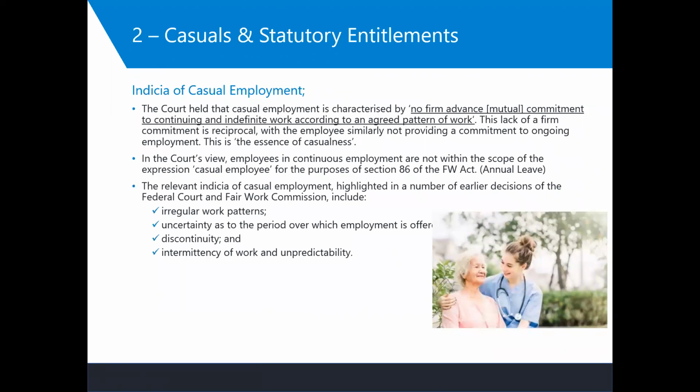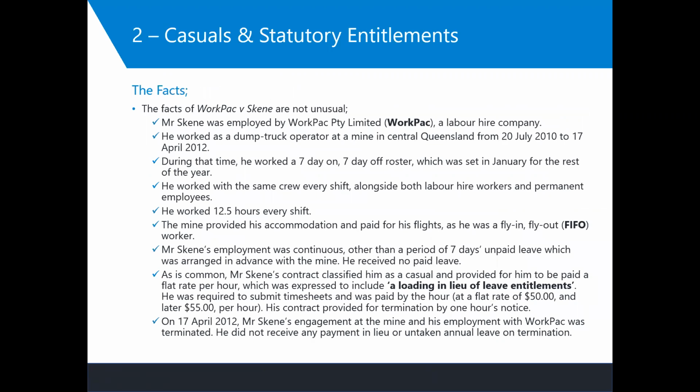So it is that the court looked at the essence of whether or not he was a casual employee. When you had a look at the terms of his engagement, and I'll flick back one screen, he was engaged in a manner where he knew his roster a year in advance. That certainly seems to tick the box of having a firm advance commitment to continuing employment, and it certainly is an agreed pattern of work, working the 7 days on, 7 days off roster. He's working with the same crew, same hours every shift. It's quite clear that he did fit the definition of a permanent rather than casual employee.